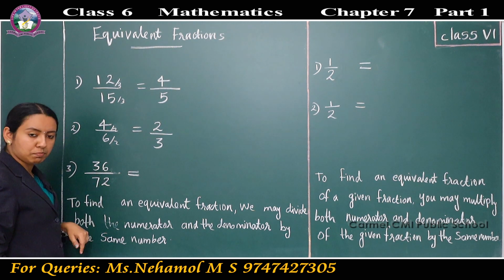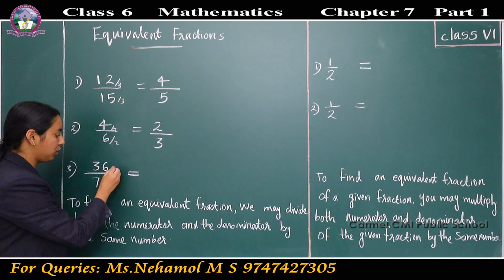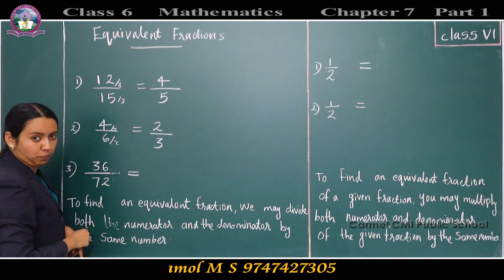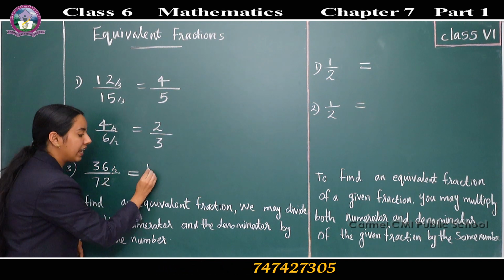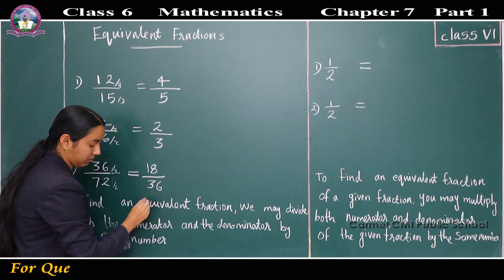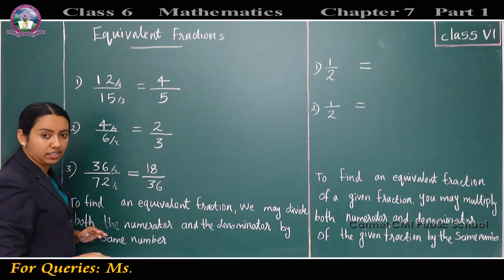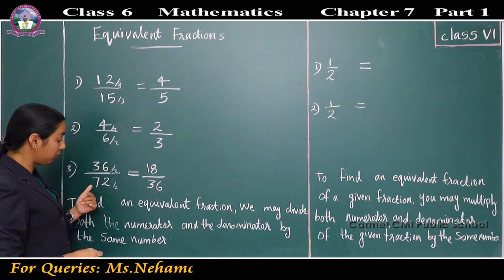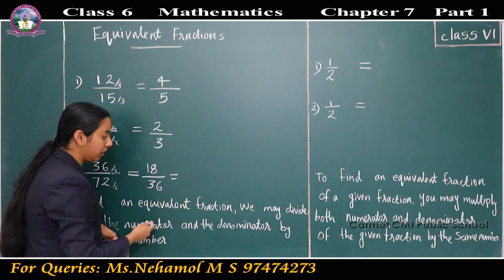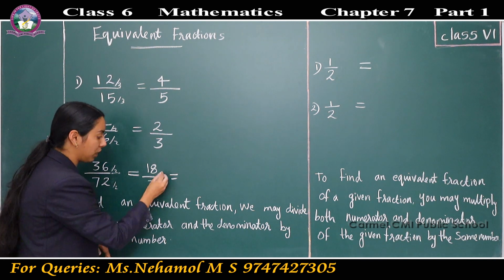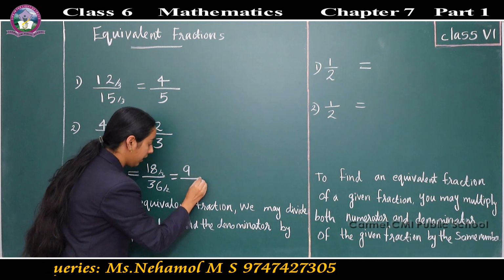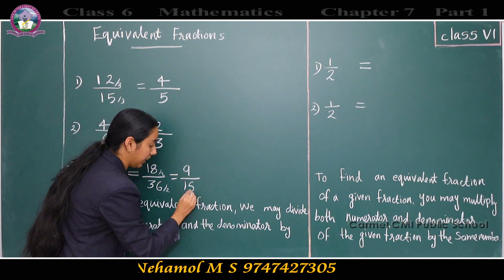Then 36 by 72. 36 is divisible by 2. 72 is also divisible by 2. 36 by 2 is 18. Then 72 by 2 is 36. 18 by 36 is an equivalent fraction of 36 by 72. Then we can find other equivalent fractions. 18 is also divisible by 2. 36 is also divisible by 2. 18 by 2 is 9. 36 by 2 is 18.